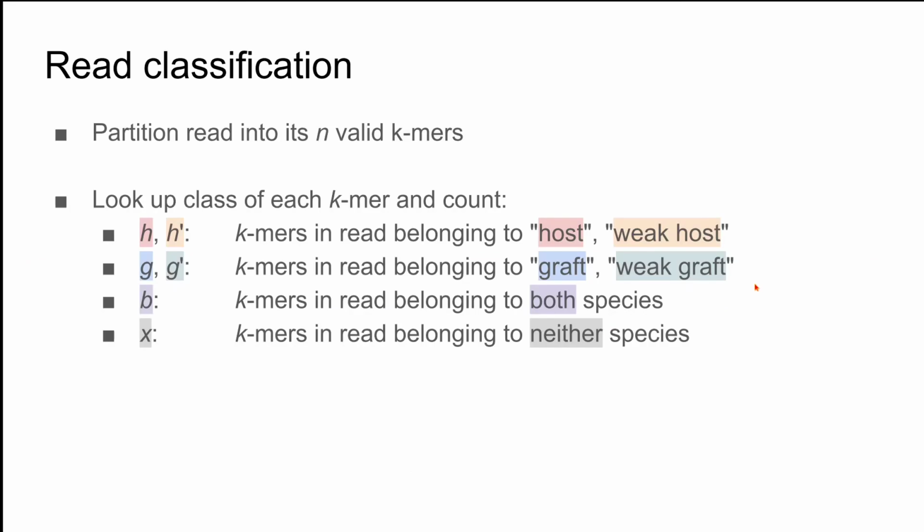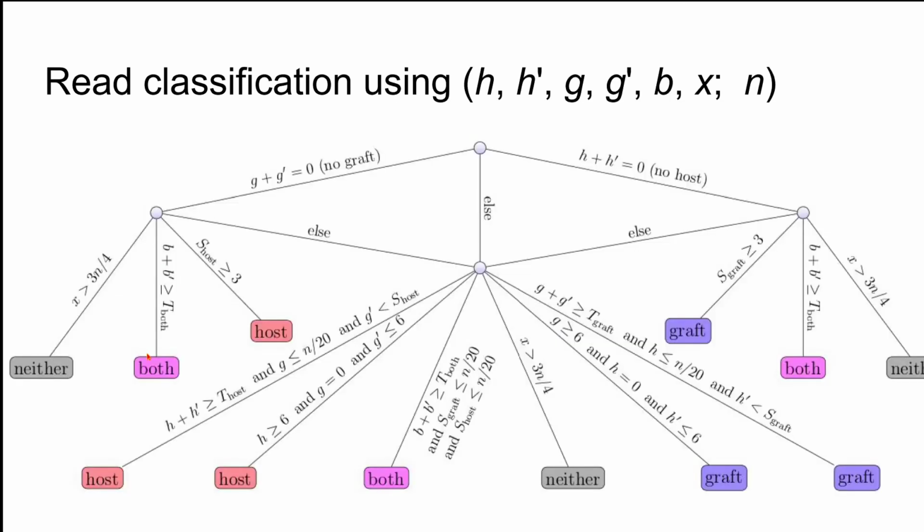Moving on from building the index to using the index for read classification, we partition each read into its valid k-mers and then just count how many k-mers belong into each category. We have a complex decision rule. So for example, if we have no graphed k-mer at all, and then a small number of host or weak host k-mers, then we say it's host. You can see that the rules are quite complex and there are many details in the paper, so I will not try to explain the details here.